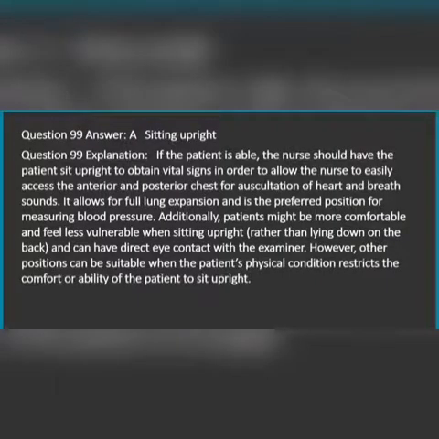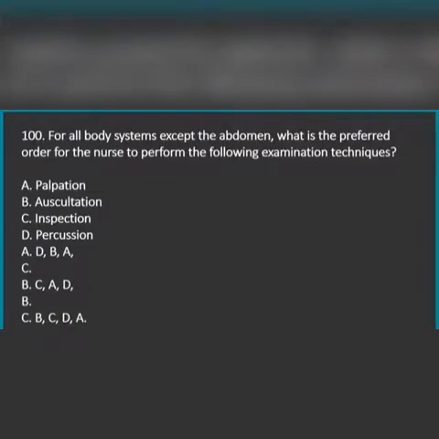However, other positions can be suitable when the patient's physical condition restricts the comfort or ability of the patient to sit upright. Question 100. For all body systems except the abdomen, what is the preferred order for the nurse to perform the following examination techniques? A. Palpation. B. Auscultation. C. Inspection. D. Percussion.